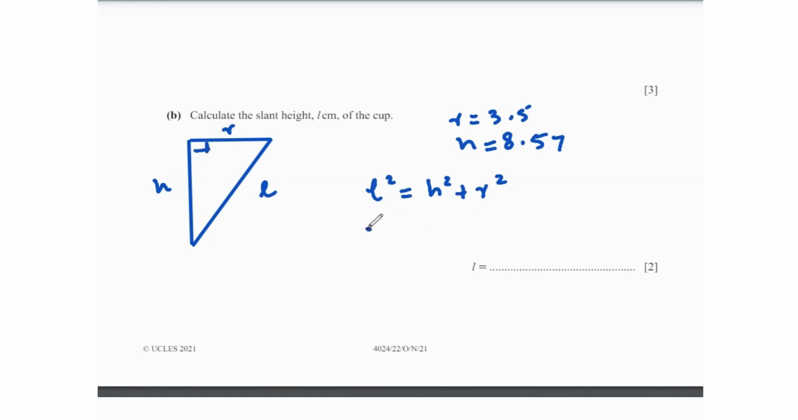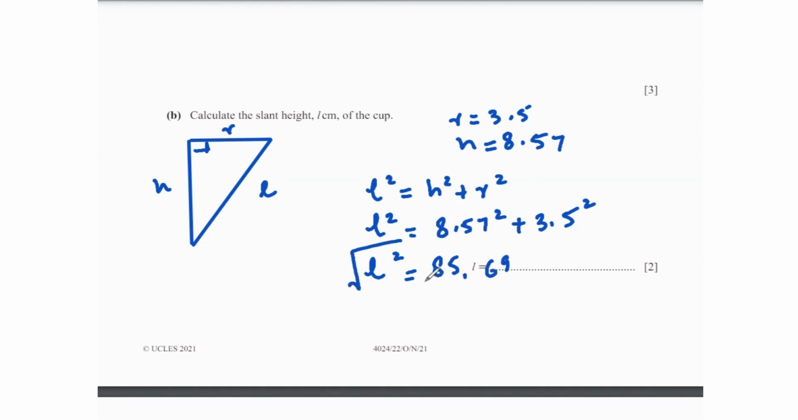degree angle. So that's going to be 8.57 square plus 3.5 square, 85.69. Then we square root both sides, and L is going to be 9.26 centimeters.